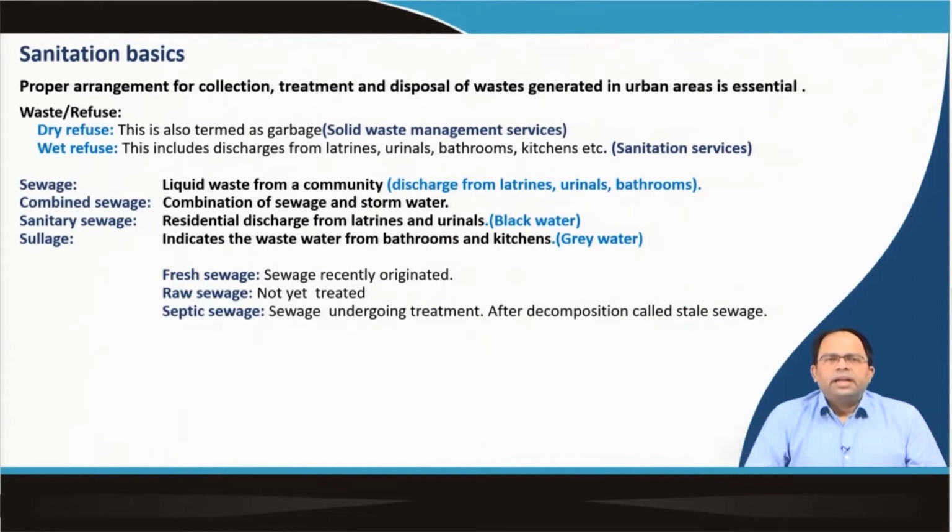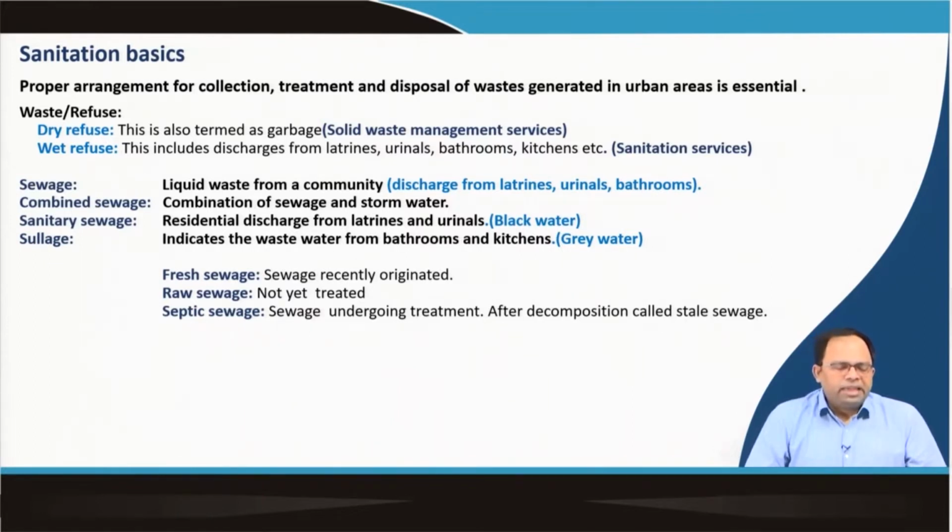So, combined sewage is basically a combination of sewage and stormwater. And then we have sanitary sewage. As you can understand, sewage is from bathrooms, kitchens as well as from latrines and urinals. So, sanitary sewage refers to the discharge that comes from the latrines and urinals. Sometimes it is also referred to as black water. And sullage indicates wastewater from bathrooms and kitchens, and this is sometimes referred to as grey water.